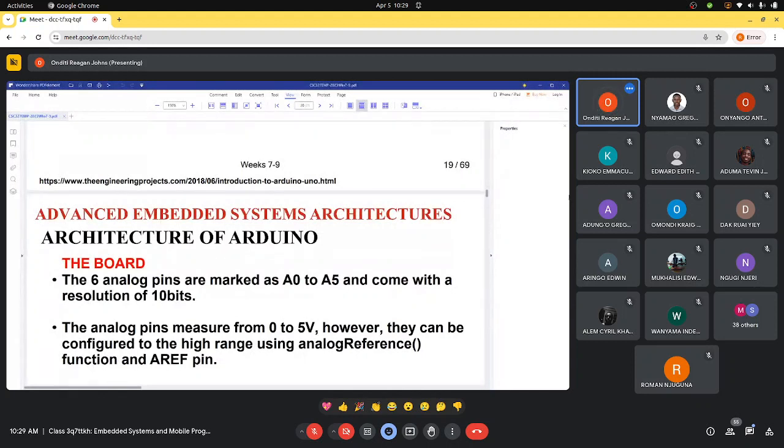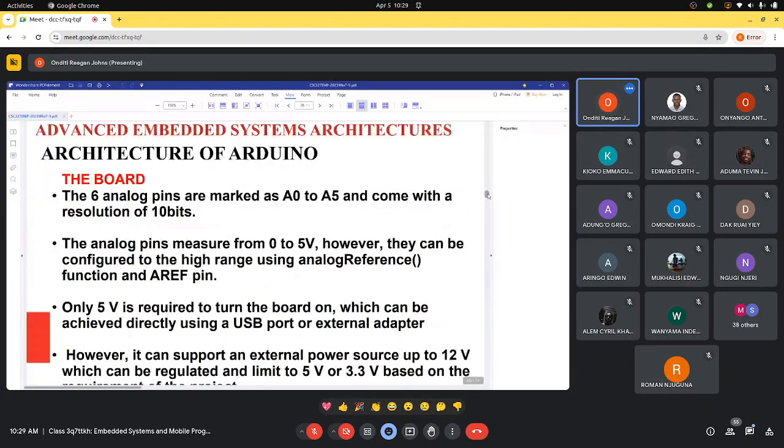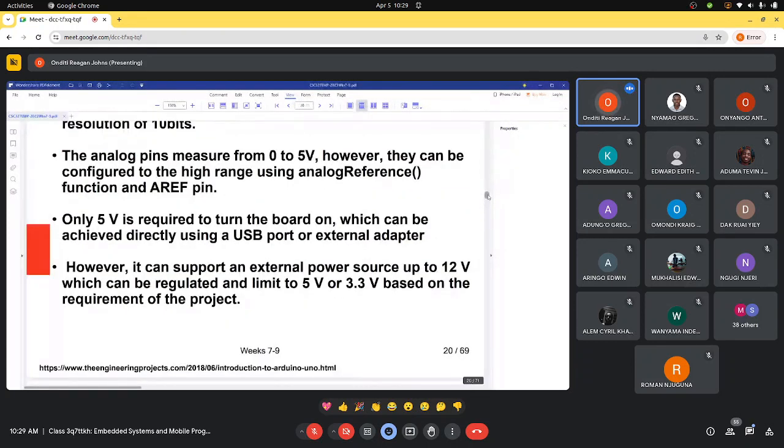The AREF pin can be used to configure to a higher voltage. What do you configure to a higher voltage? The analog pins. You can change them to consume more voltage than the 0 to 5 volts defined for them. Only 5 volts are required to turn the board on, which can be achieved directly using the USB or the adapter ports that you saw. However, it can support an external power source up to 12 volts, which can be regulated and limited to 5 or 3 volts based on the required project that you're doing with that particular board.